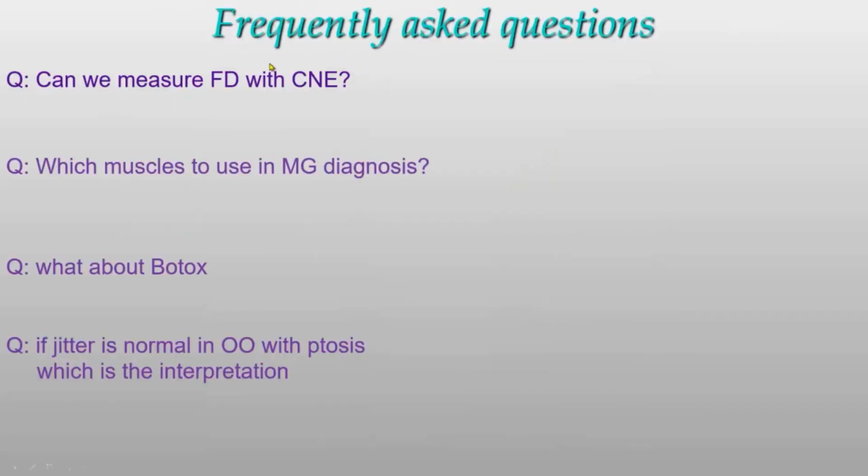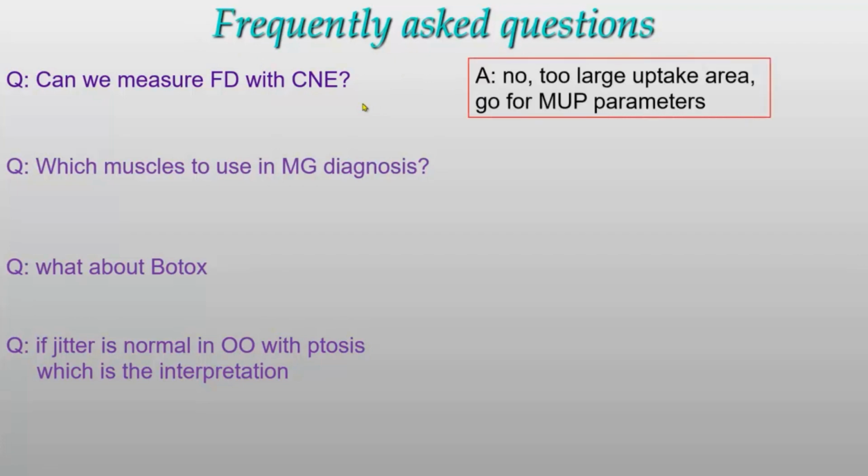We often have questions of this kind. Can we measure fiber density with a concentric needle electrode? No. Fiber density is defined from the very small surface in the single fiber. So here we have to trust the motor unit potential parameters, amplitude, duration, and so on, to tell whether it is an abnormal distribution of muscle fibers, like in reinnervation or myopathy.